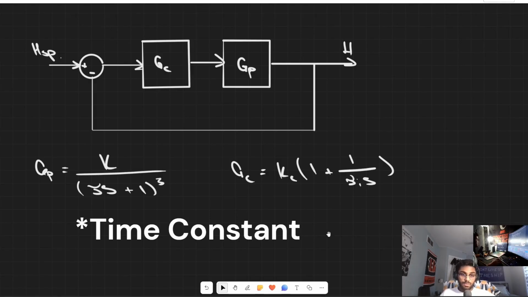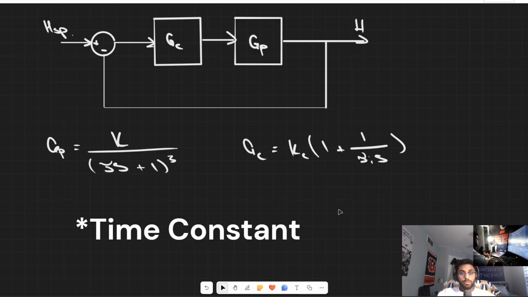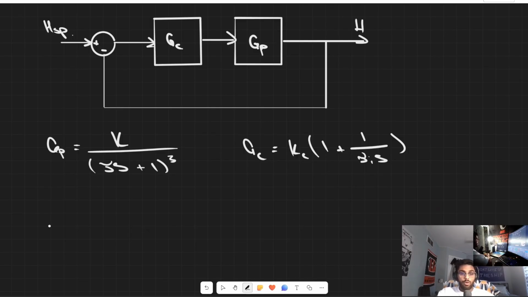So in order to determine our open loop transfer function, so let's say our G open loop, we are looking at everything that follows the forward direction of our process. So this process back here goes in this reverse order back to our comparator. So this open loop looks something like our GC times our GP.